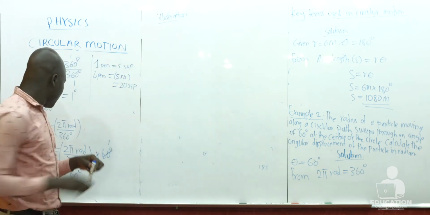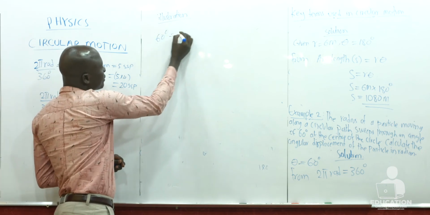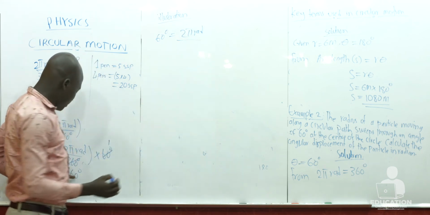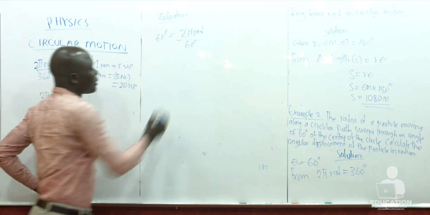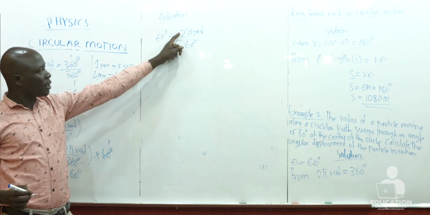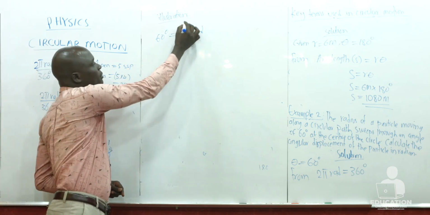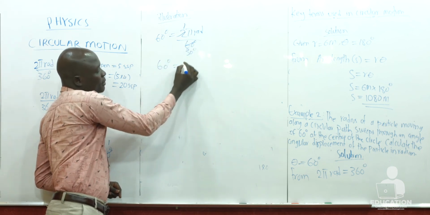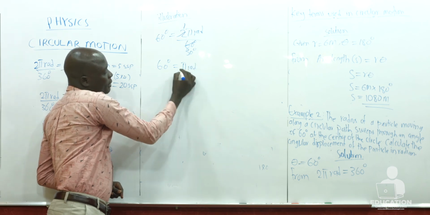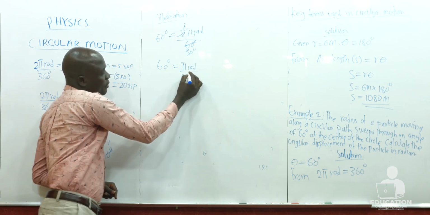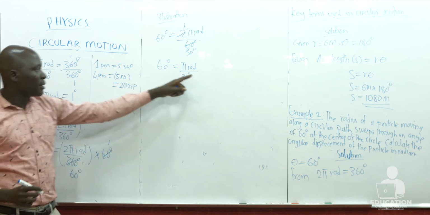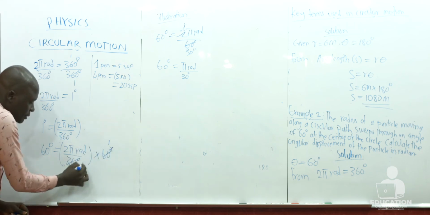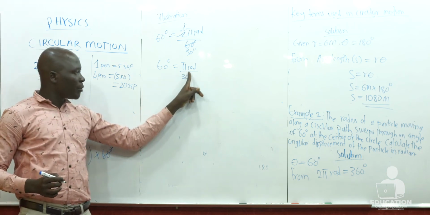So now 60 degrees is equal to 2 pi rad divided by 6. So 6 can still be reduced by 2. By 2 it goes 1, by 2 it goes 3. So now 60 degrees is equal to pi rad divided by 3. The degrees cancel each other, so you will only be remaining with 3.